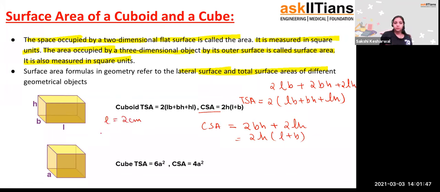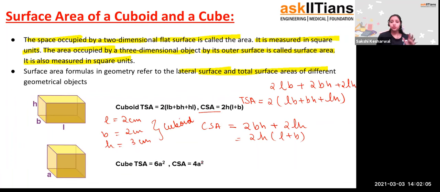Now, one more thing, if I say that this is a cuboid, length is equal to 2 centimeter, breadth is equal to 2 centimeter, and height is equal to 3 centimeter. Is this a cuboid or a cube? This is a cuboid. It is not necessary that if two of the lengths are same, then the third length can't be different, right? So this is still a cuboid. Please pay attention that this is still a cuboid, right?